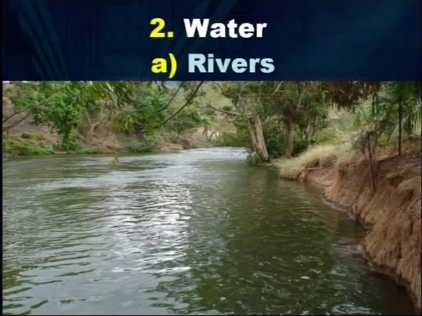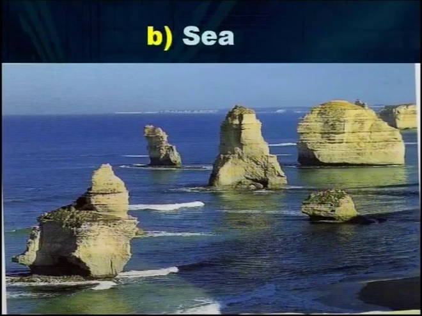Second agent or second way is water, and the first one we have is rivers. Now, in the video that you have viewed earlier, there was a mention that rivers are the main agents of erosion. Rivers carry away a lot of materials, and that includes rocks that are weathered as well as soil. With water, we also have sea.